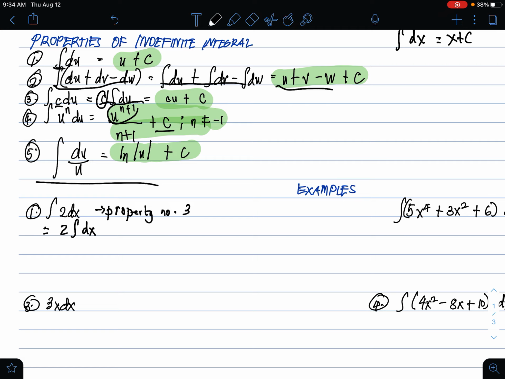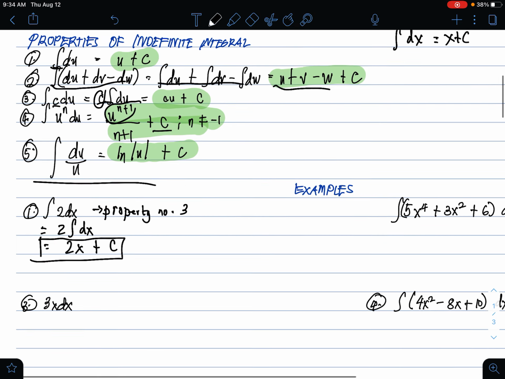And then what will happen is that it becomes 2, then the integral of dx is just equivalent to x. Right? Then let's not forget the constant of integration. Now that is your final answer. So number 1 is property number 3.